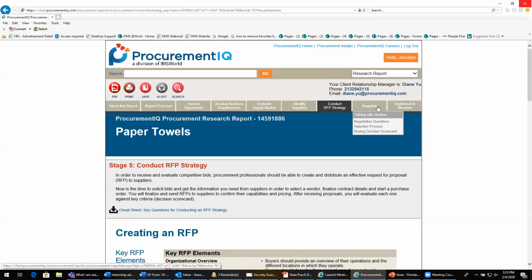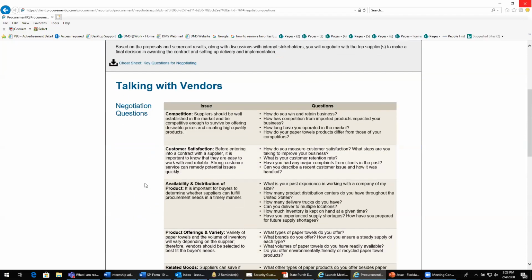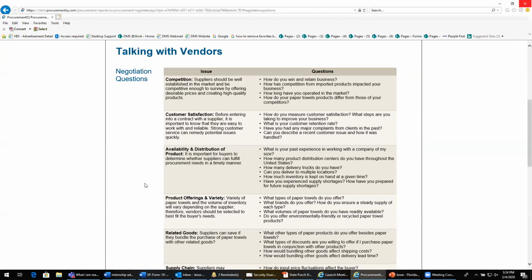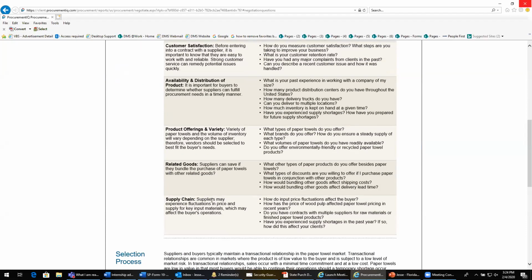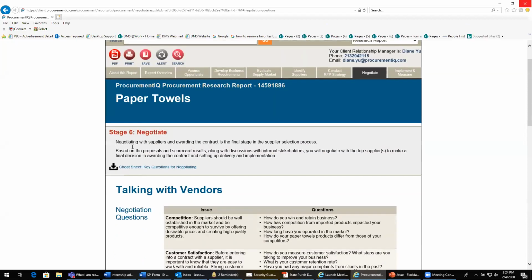And then also the Negotiate tab. So this is really cool. I use this for a very large IT procurement I recently did. This is negotiation questions to actually ask the vendors when you're negotiating and at the table with them. This was really cool. So stuff like competition, product offerings and variety, equivalent, related goods, and the supply chain, just really cool information that we can get from Procurement IQ.